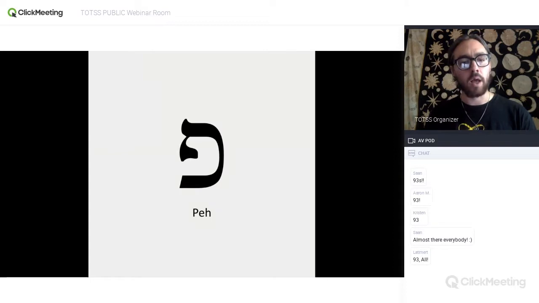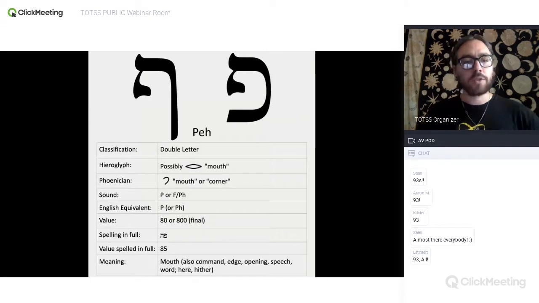All right, so let's move on here, so we don't go too late today. This is our letter Pei. Pei has a final form. You see the non-final standard form of Pei there on the right, and then the final form on the left. Pei is one of our double letters, so we know it's going to be attributed to a planet. Its hieroglyph is possibly from the Egyptian hieroglyph for mouth that you see there, and that probably gives rise to the Phoenician letter that you see there, which may have meant either mouth or corner. It seems to be not really clear.